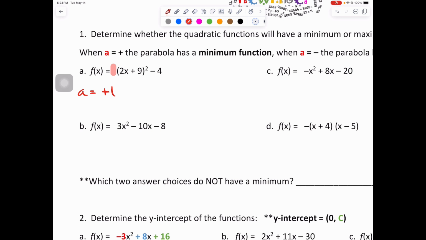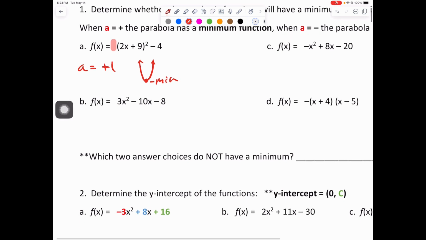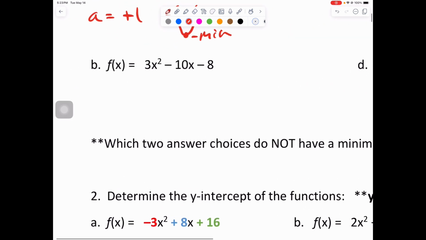And when a is positive, our parabola will smile. This ultimately gives us the minimum, because if we read it from left to right, we're starting up top and dipping down into the valley, giving us a minimum. And we will go to answer choice B here.